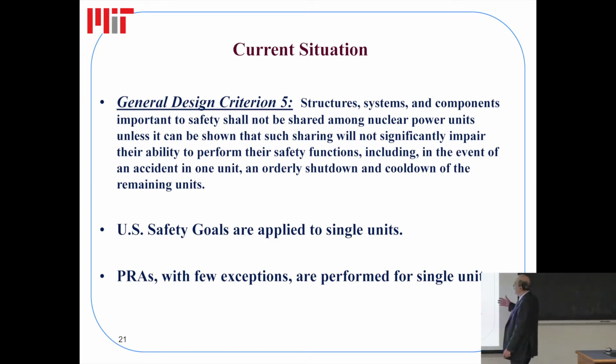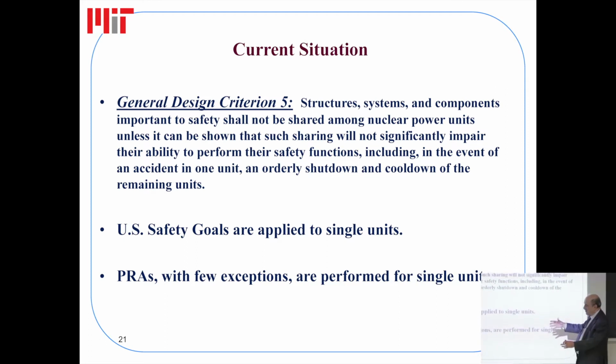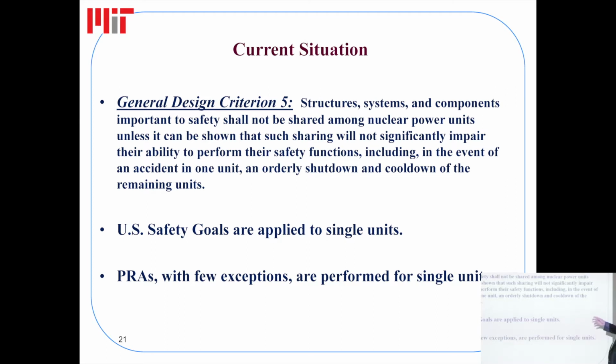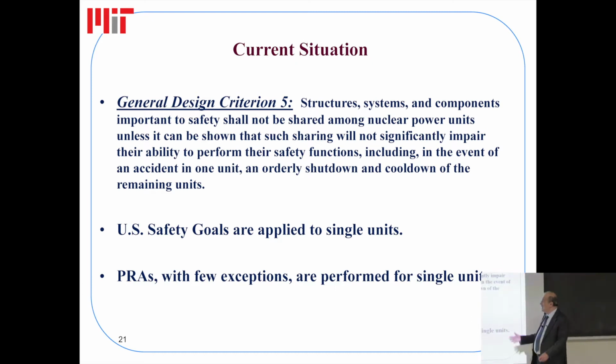Now, there is a set of general design criteria in the books that were developed way back in the 70s. And general design criterion 5, this is the constitution, so to speak, okay? The design criteria are the constitution, the rules are the laws. It says that if you have 2 units or more in one site, important components and systems shall not be shared among nuclear power units unless it can be shown that such sharing will not significantly impair their ability to perform their function.